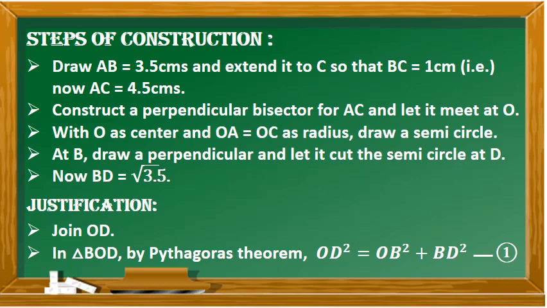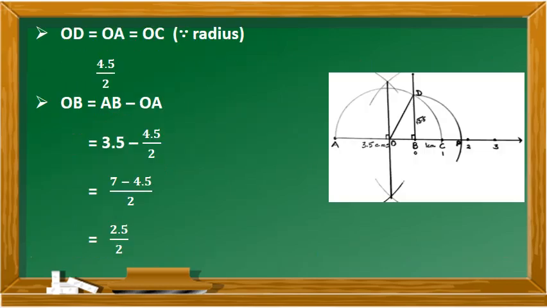Now next, we have to do the justification part. Justification is to verify or to prove that BD is equal to square root of 3.5. For this, we have to join OD. Now in triangle BOD, by Pythagoras theorem, you get OD square is equal to OB square plus BD square, which becomes equation 1. Now in this, we have formed the right angle triangle BOD.